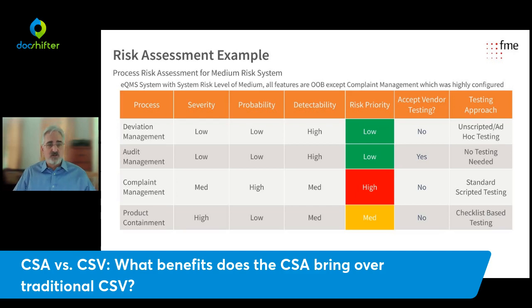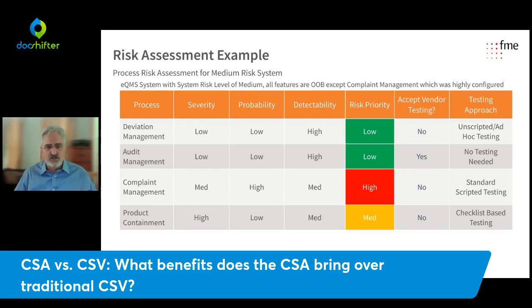But as it said in the notes above, our complaint management piece has been highly configured. Human error has crept in, so we're going to do standard scripted testing on that. And product containment, we can do something a little different, a checklist-based testing. We don't need screenshots, we don't need double signatures, etc., but we're going to script out a little bit of testing. So what does this tell us overall?